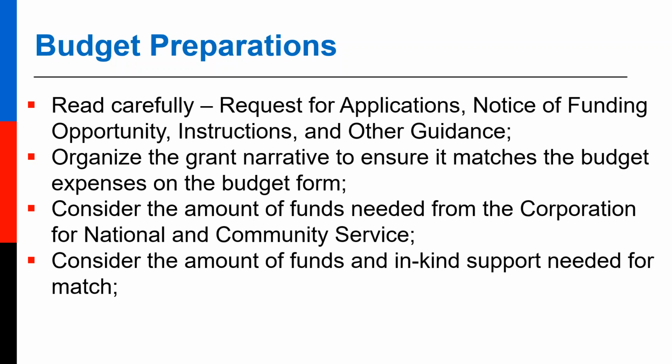And then any other sections of the grant narrative that refer to the budget or have an impact on the budget should all be aligned with the budget. And then you have to consider the amount of funds needed from the Corporation for National and Community Service. For that one, programs should pay special attention to the amount of federal funding they request per full-time AmeriCorps member, known as the cost per MSY, which we'll discuss later in the webinar. And then lastly, you need to consider the amount of funds and in-kind support you'll need to bring in as match and what sources you will get that from.